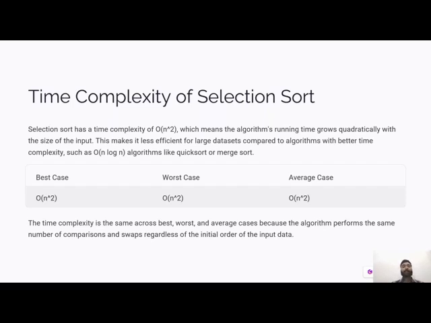The time complexity is the same across best, worst, and average cases because the algorithm performs the same number of comparisons and swaps regardless of the initial order of the input data.